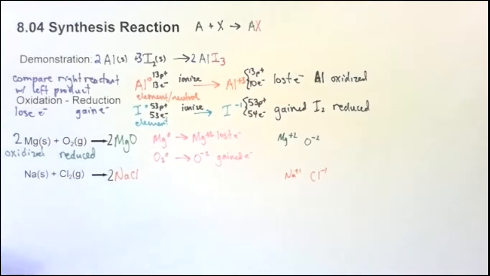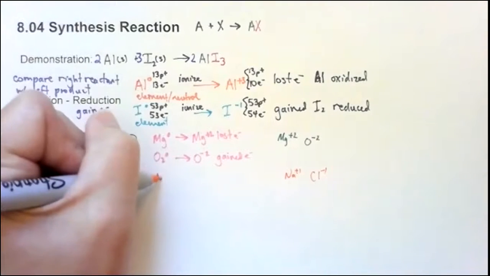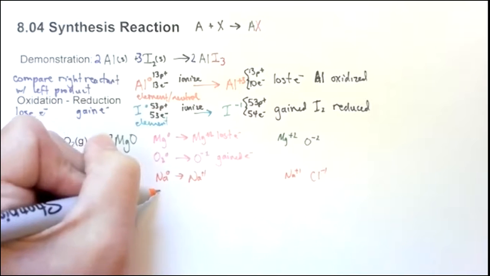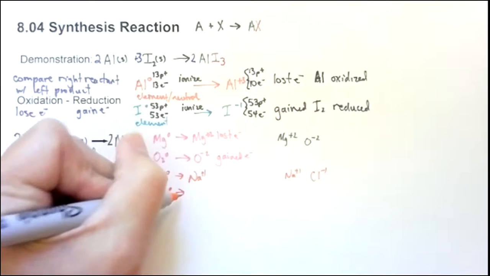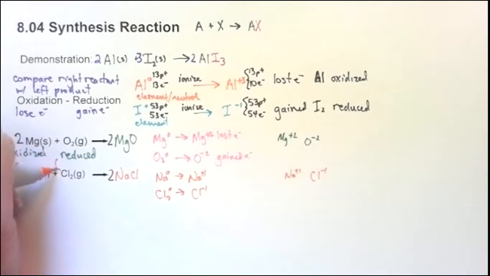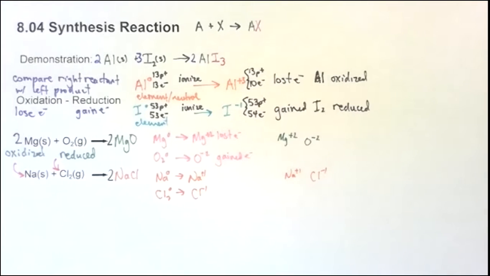And once again, I'm going from neutral sodium to sodium +1 and neutral chlorine to Cl -1. So once again, sodium, the metal, is oxidized and the nonmetal is reduced. Okay, that takes care of synthesis reactions for us.